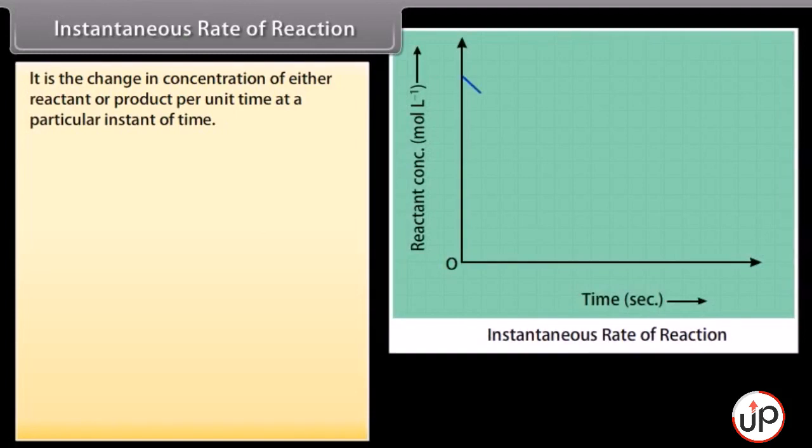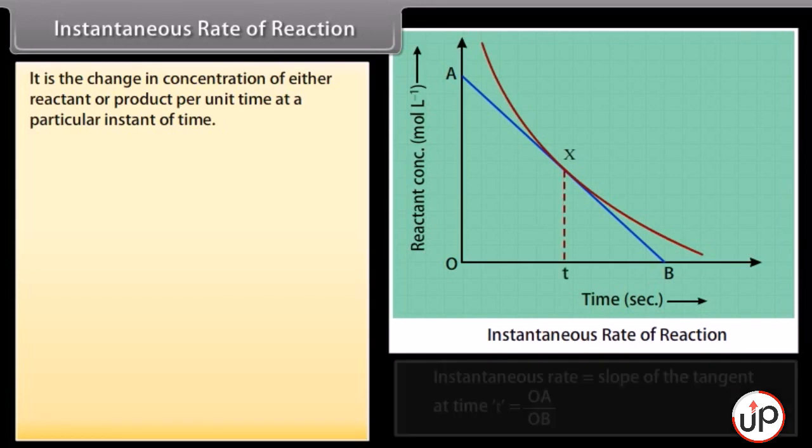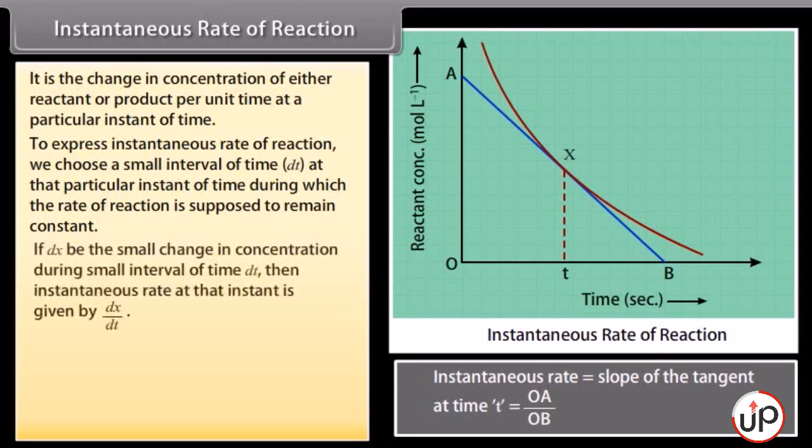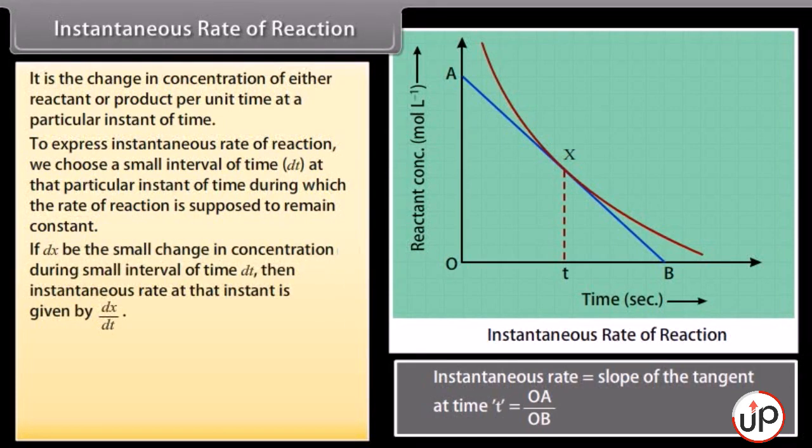Instantaneous rate of reaction. It is the change in concentration of either reactant or product per unit time at a particular instant of time. To express instantaneous rate of reaction, we choose a small interval of time at that particular instant of time during which the rate of reaction is supposed to remain constant. If dx be the small change in concentration during small interval of time dt, then instantaneous rate at that instant is given by dx/dt.